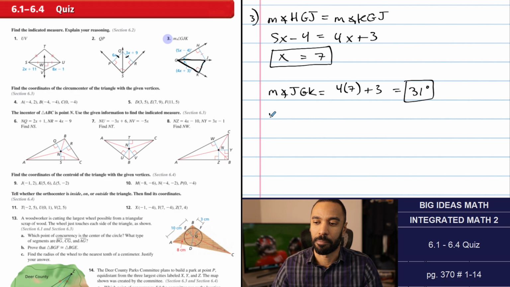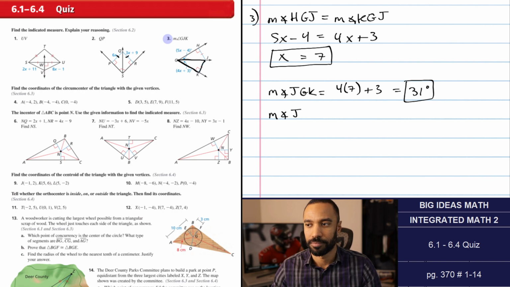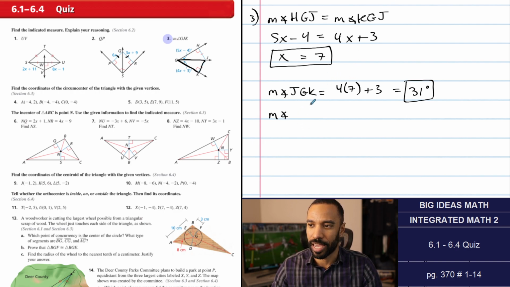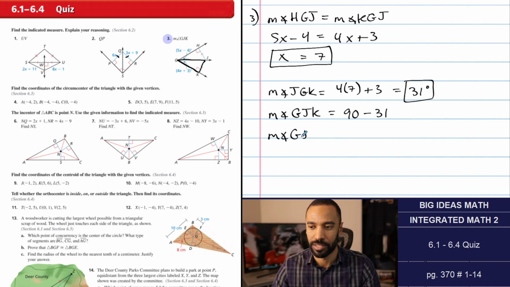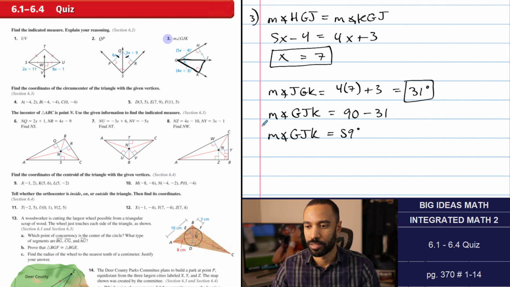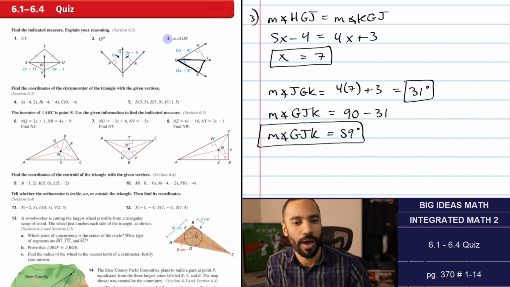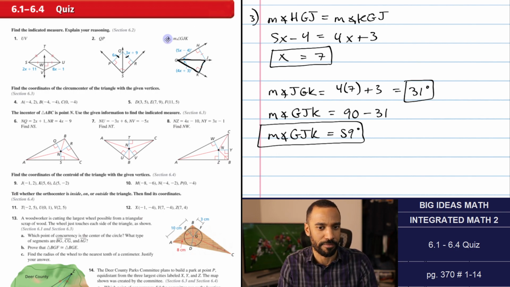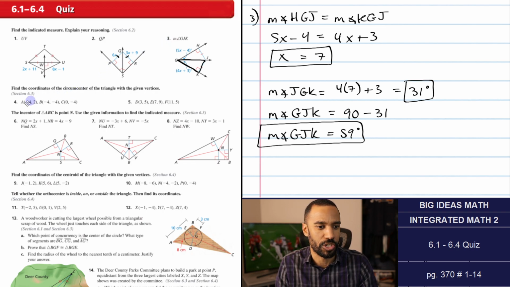What's my point? That the measure of angle GJK is going to be 90 minus 31. If 31 plus this angle is 90, then this is going to be 90 minus 31. Therefore, this is 59 degrees. That's the one that we want. That's the final answer. I don't know why I box things beforehand. I think just to say that I give reference to them later if I need to. But that is measure of angle GJK. That is number 3.